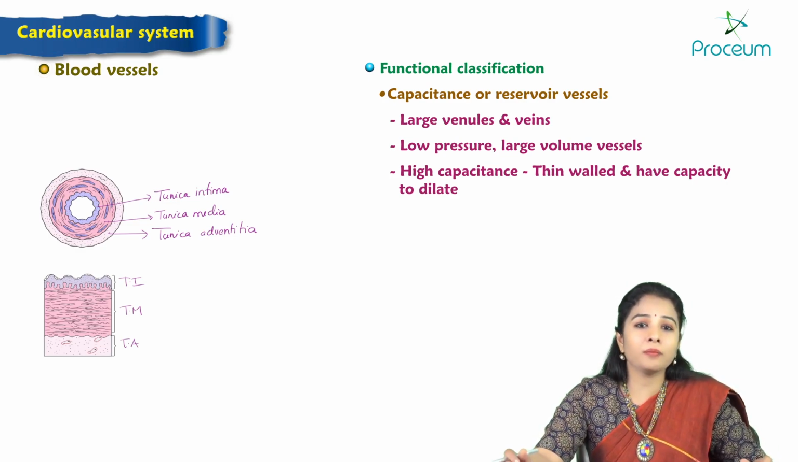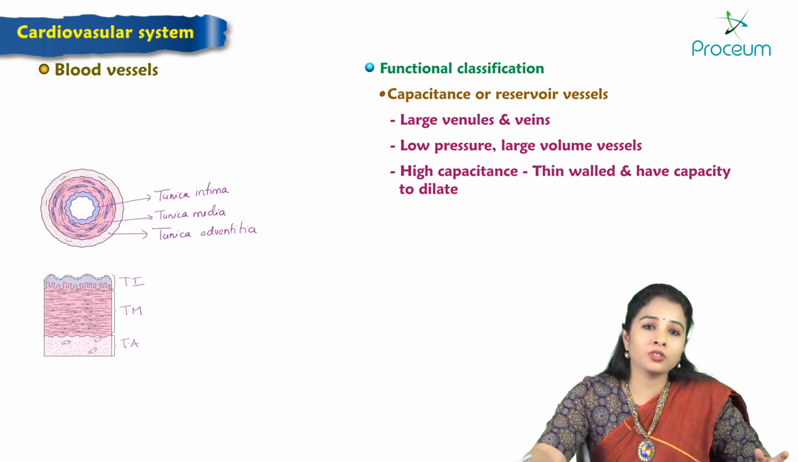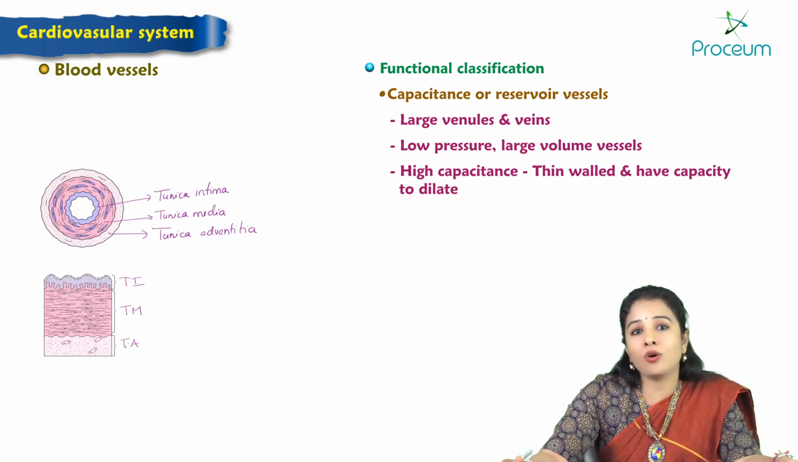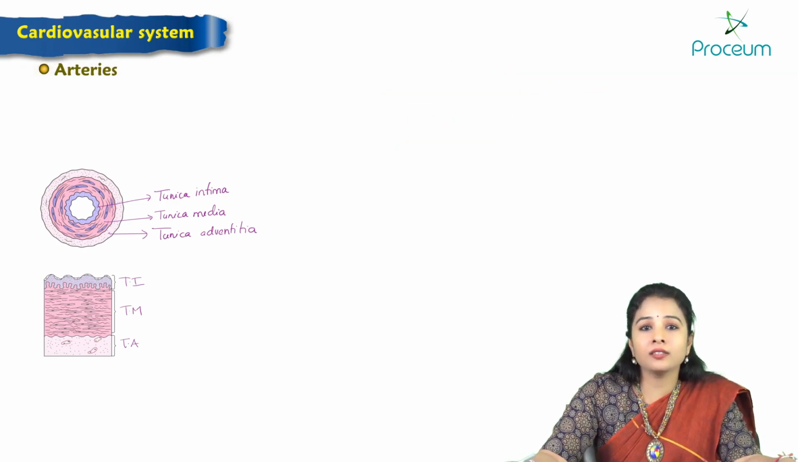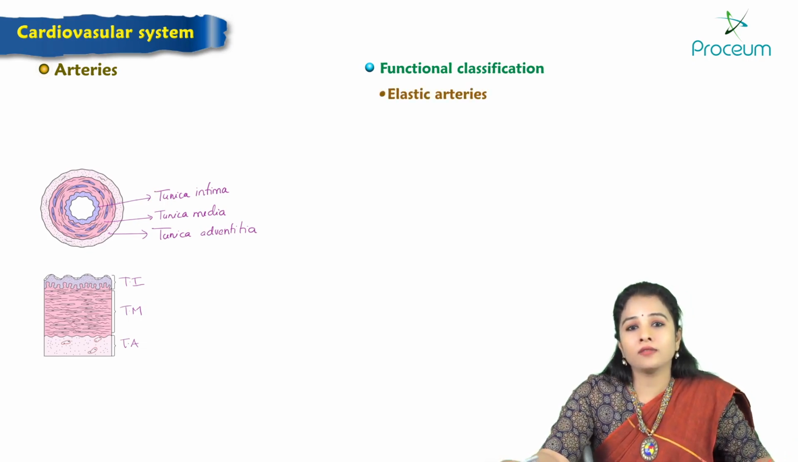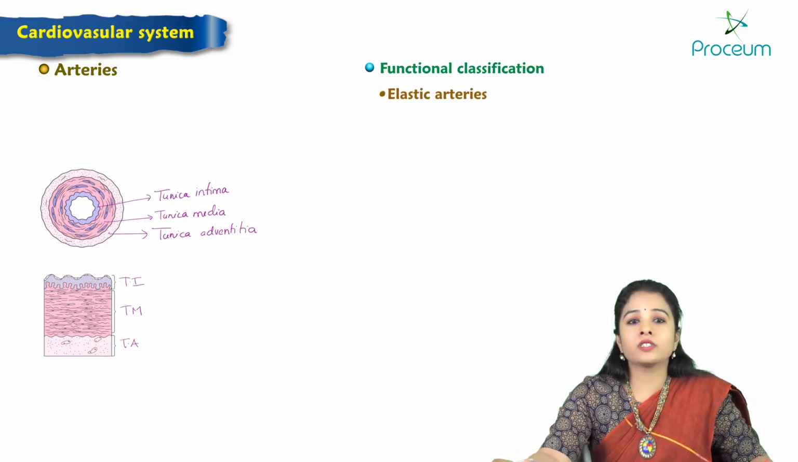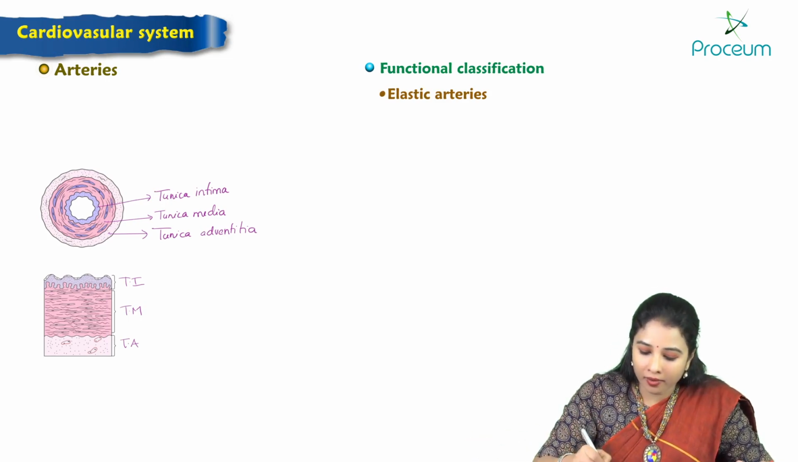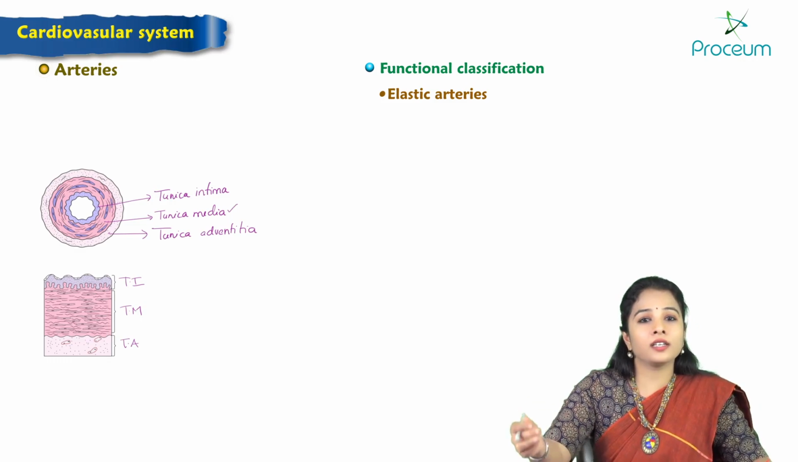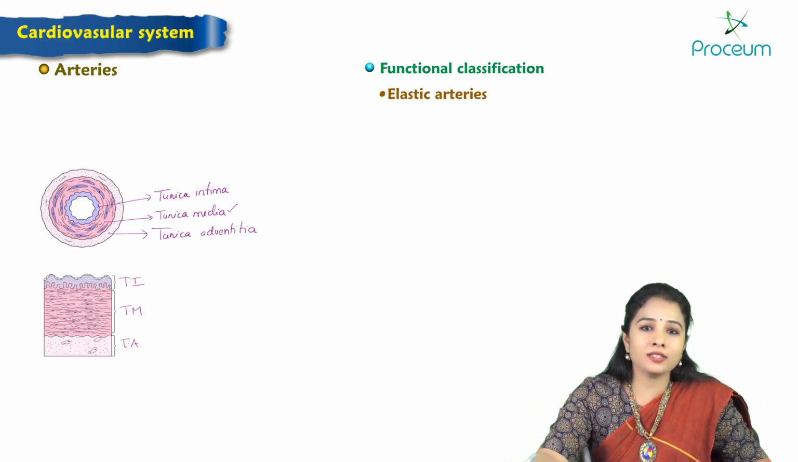Functionally, arteries can be classified into 3 types. So we classified the blood vessels altogether. Now we are going to classify arteries based on their function. Functionally, the arteries are classified into elastic arteries, which are the conducting arteries, large sized arteries, where the tunica media contains mainly elastic tissue, elastic fibers. That is the reason they are called elastic arteries.